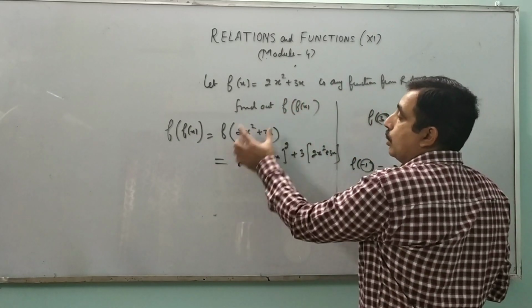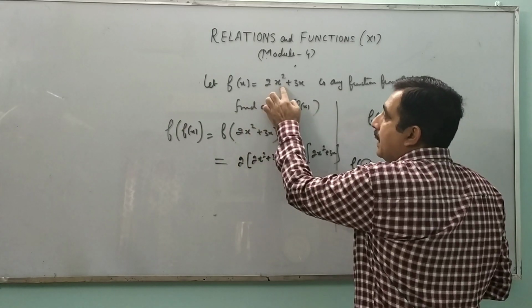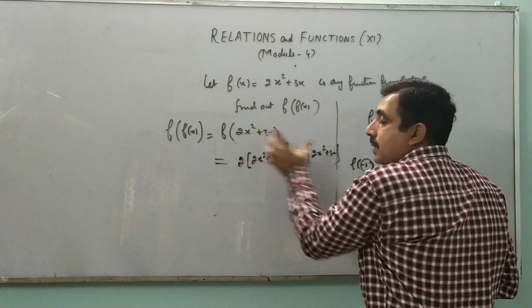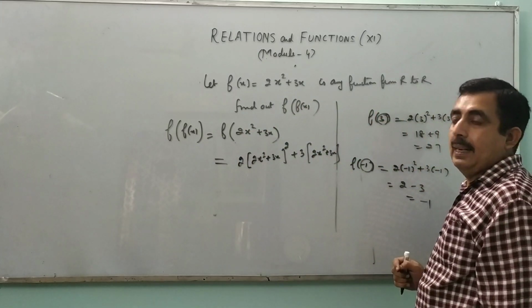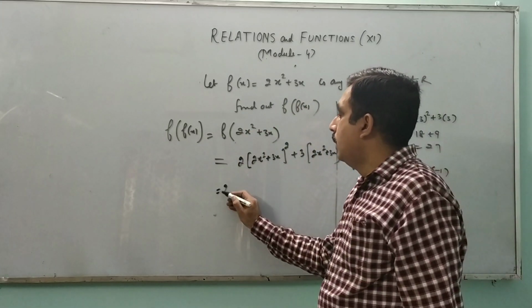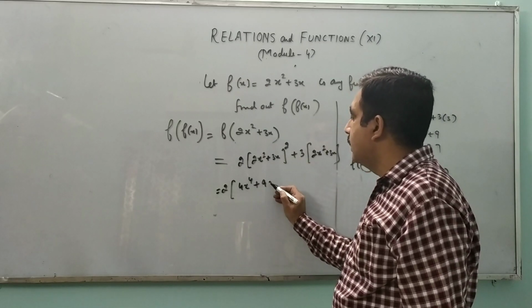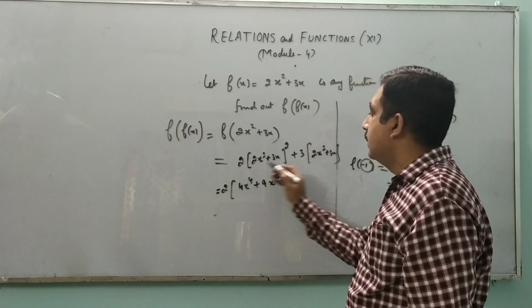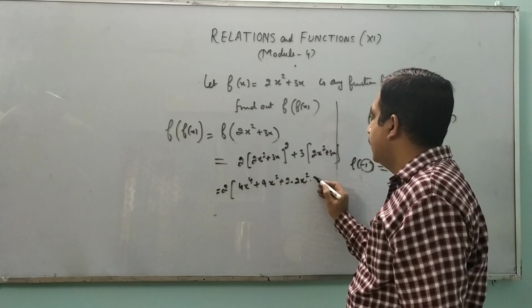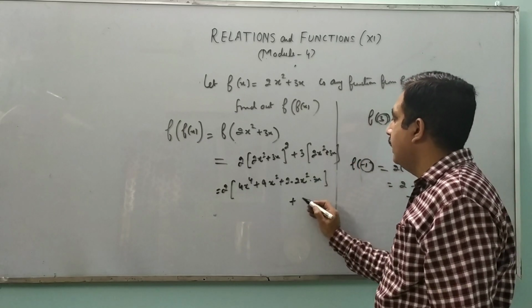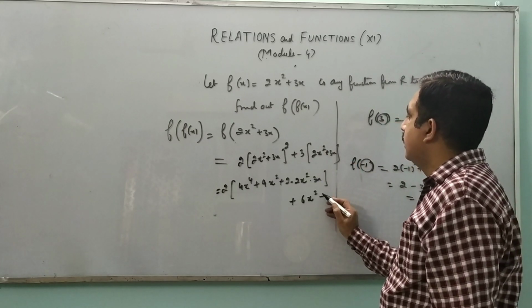Wherever there is x, you write this: 2 multiplied by this number square, plus 3 multiplied by this number. Now it is 2 multiplied by, open the whole square: first number square, second number square, plus 2 times they are multiplied, 2x² into 3x, the (a + b) whole square form. And similarly here, multiplying, I'll get 6x² + 9x.